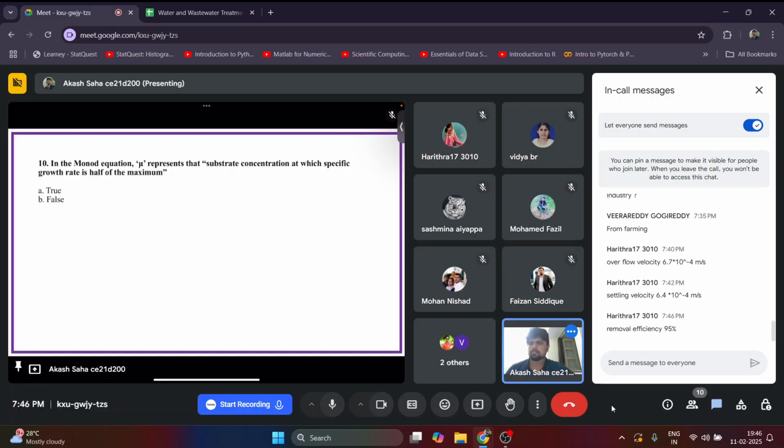Okay, next problem. In the Monod equation, mu represents that substrate concentration at which specific growth rate is half of the maximum. I think the answer is already out. You have already seen the answer, it is false. So can someone tell me what the substrate concentration at which specific growth rate is half of the maximum represents? It is not mu, this is false.